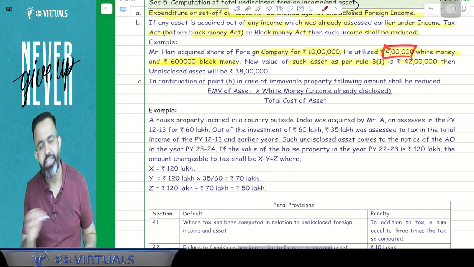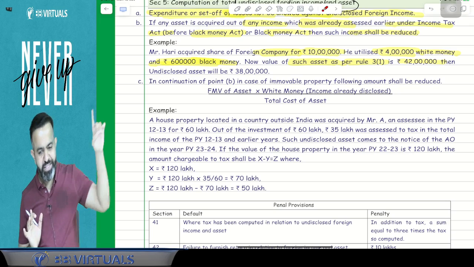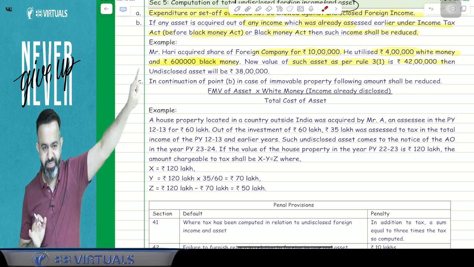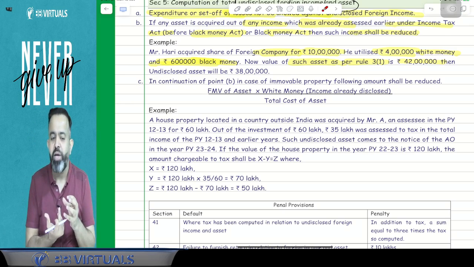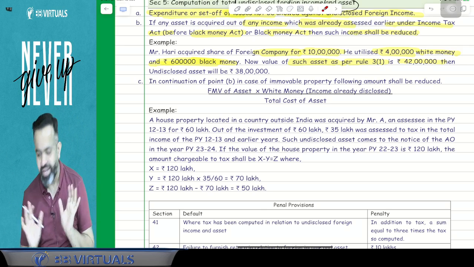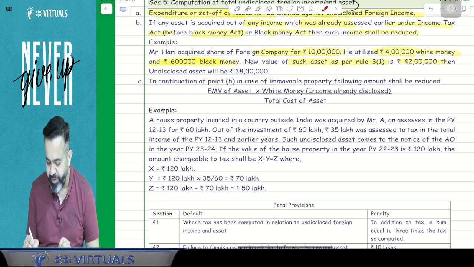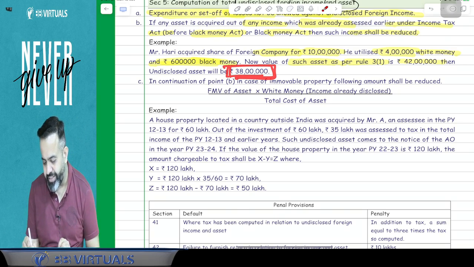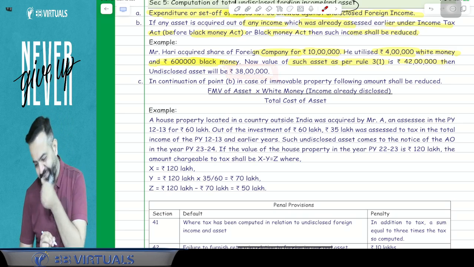Now why only 4 lakh are you reducing? Guys, here we have to reduce only 4 lakh, means whatever the original amount you have utilized. So whatever the value of today's asset and how much white money you have utilized, you have utilized only 4 lakh white money. So 4 lakh will be reduced, and 38 lakh will be the value of that asset. So that asset value will be 38 lakh rupees. You got my point or not? Yes.